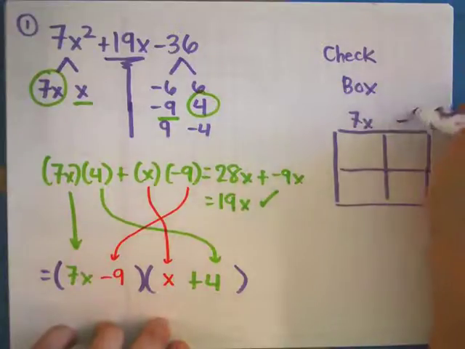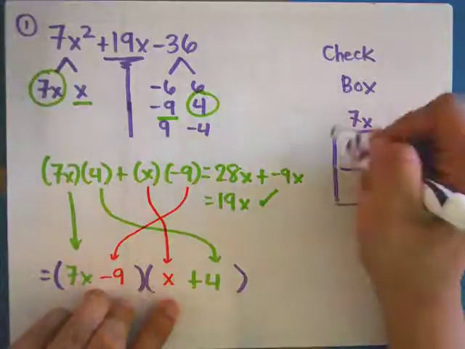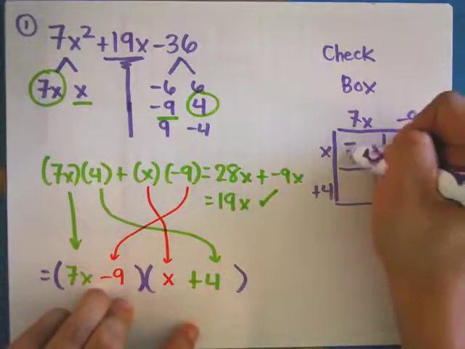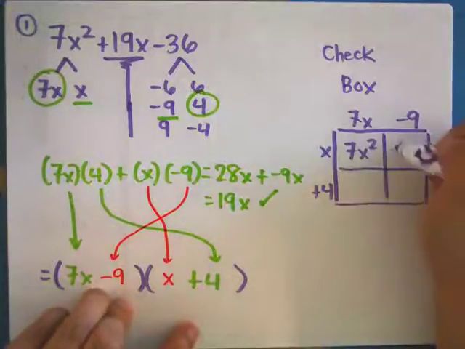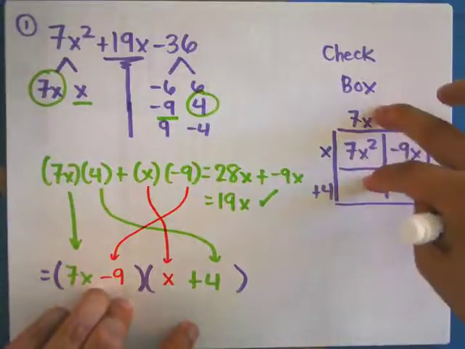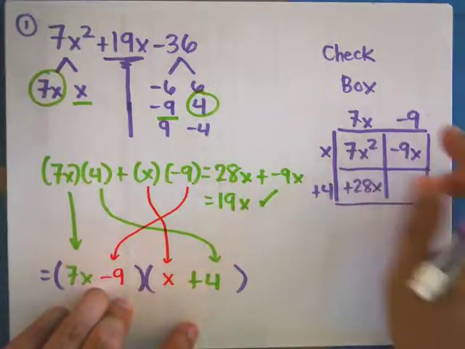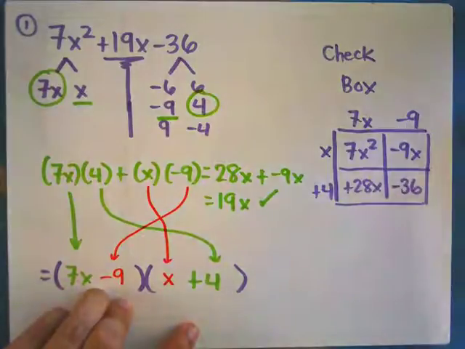So 7x minus 9. So those 2 go over here. And then the x plus 4 goes on the side over here. So this is going to be 7x squared. You're going to multiply. x times -9 is -9x. 7x times 4 is positive 28x. And then -9 times 4 is -36.